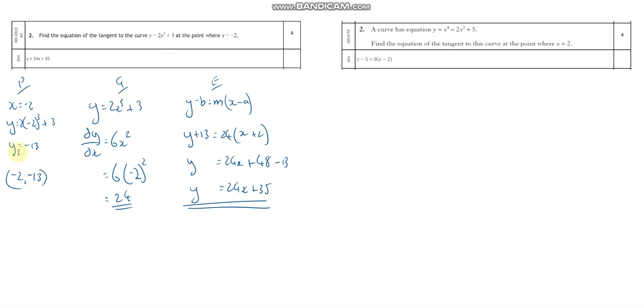Point, gradient, equation. Get your point by substituting into the original equation. Get your gradient by differentiating and using your x value. And then it's your standard equation of a line. Let's try the next one.